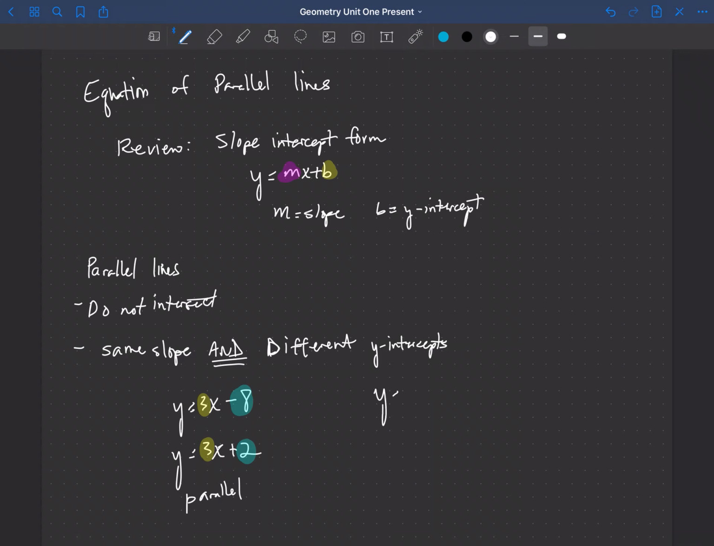Another example, y equals 1/2 x minus 2, and y equals 1/5 x plus 3. Taking a look at their slopes again, we have 1/2 and 1/5. So since they don't have the same slope to begin with, we can automatically see that these are not parallel lines. Okay, so that's how we identify if two lines are going to be parallel or not.